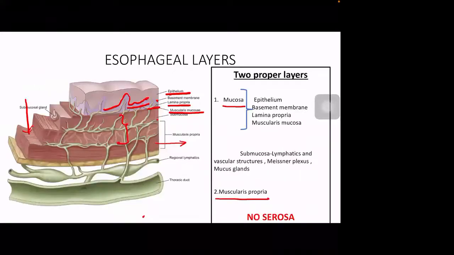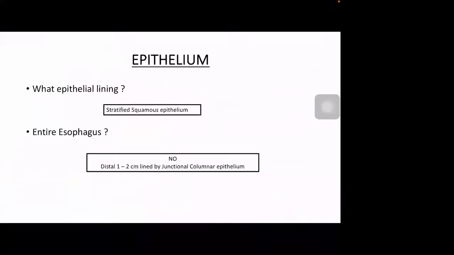So the most important point is the esophagus doesn't have a proper serosa. Okay, remember this. It just has some periadventitial tissue. It doesn't have a proper serosa. Okay. So what epithelial lining is in the esophagus? Proximally squamous, distally columnar. Yeah, fine. That's perfect. So almost the entire esophagus is lined by the stratified squamous epithelium.